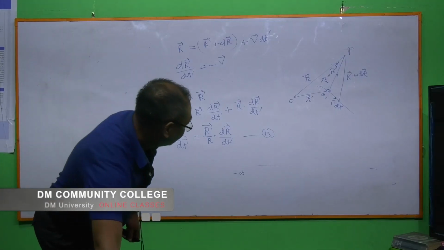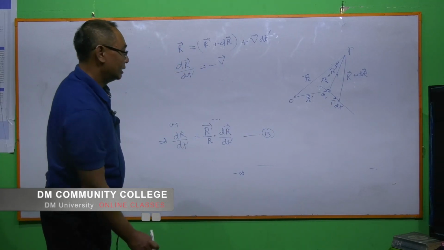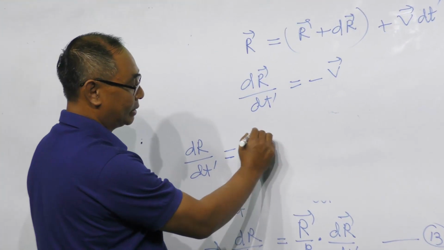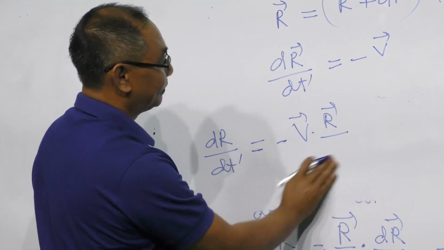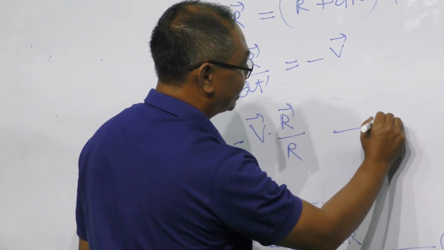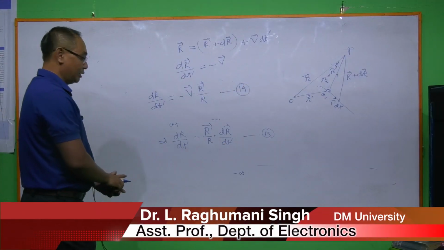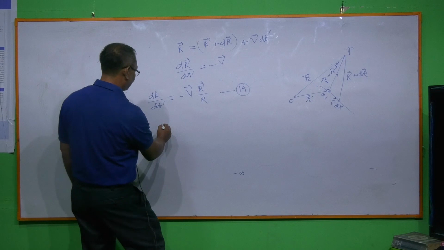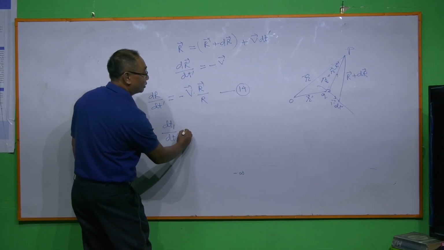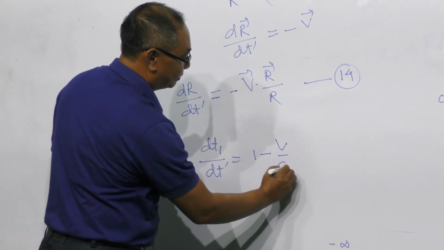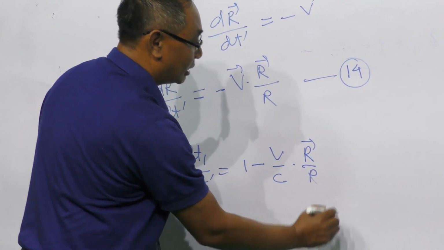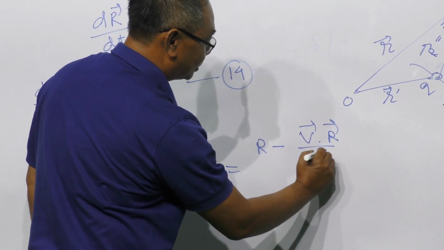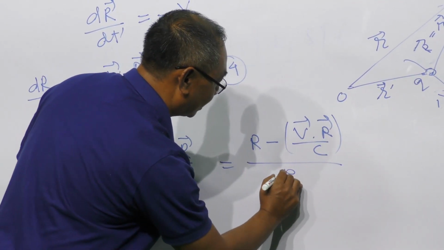and using this value I can write equation 13: dr by dt prime should be equal to minus v vector dot r vector divided by small r, and for convenience I call it equation number 14. And using equation number 14, now I can write equation 12: dt1 divided by dt prime should be equal to 1 minus v by c dot r vector divided by r. After simplifying, I can write r minus v vector dot r vector divided by c, divided by small r.